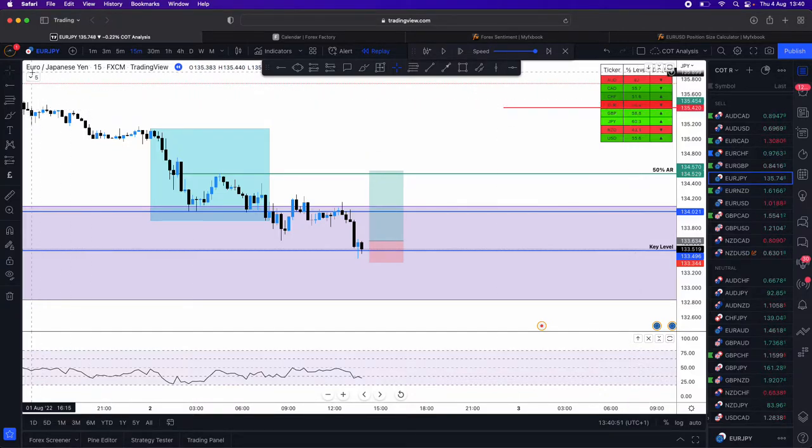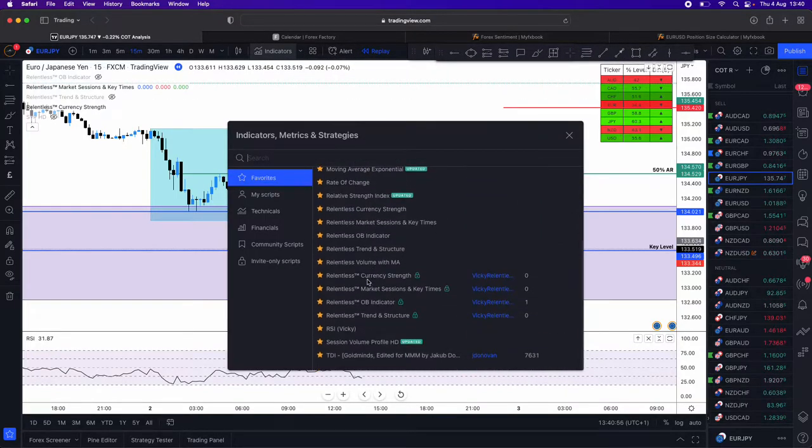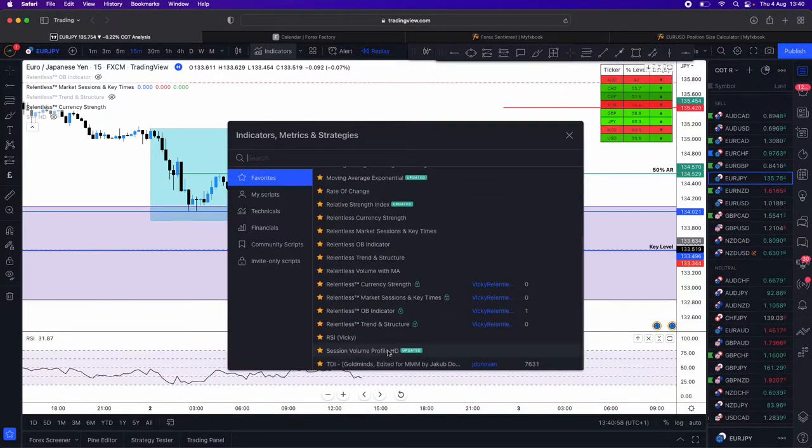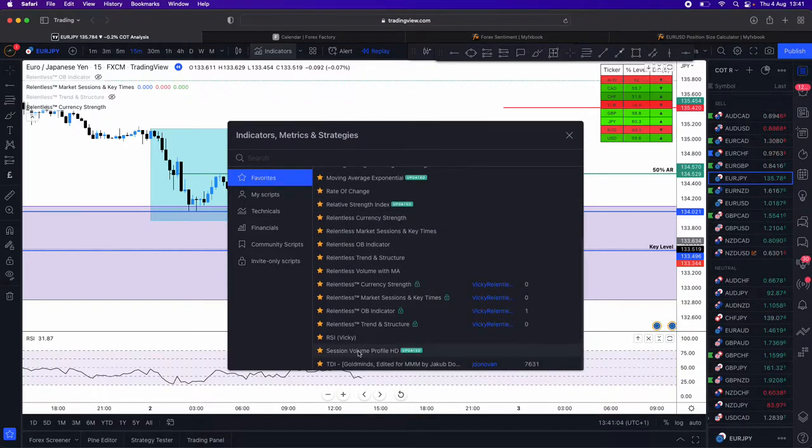And I covered volume, so there's a really good indicator called Session Volume Profile HD. What I will say is sometimes if you've got this on your chart and then you go to use it again the next day, it doesn't load, so you do have to delete it off and just put it back on.